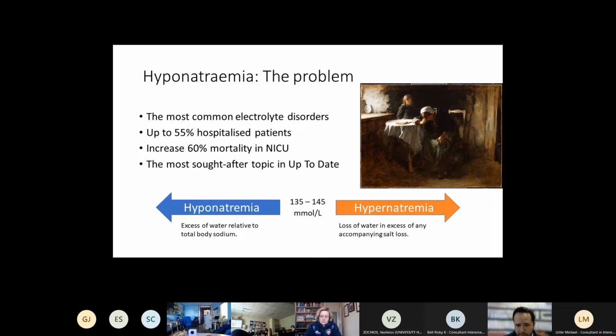And just very basically, we have a normal range for sodium, which is between 135 to 145 millimoles per liter. Anything above that is hypernatremia, anything below that is hyponatremia. We can think that hyponatremia is an excess of water relative to total body sodium, whereas hypernatremia would represent most of the time a loss of water in excess to any accompanying salt loss, but that's not necessarily the case.